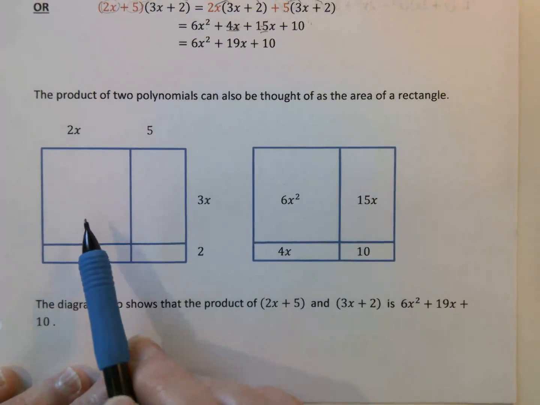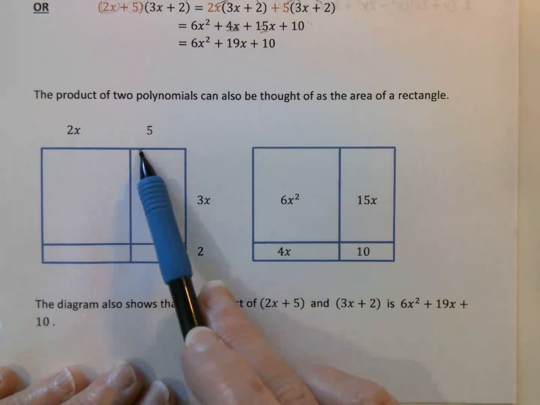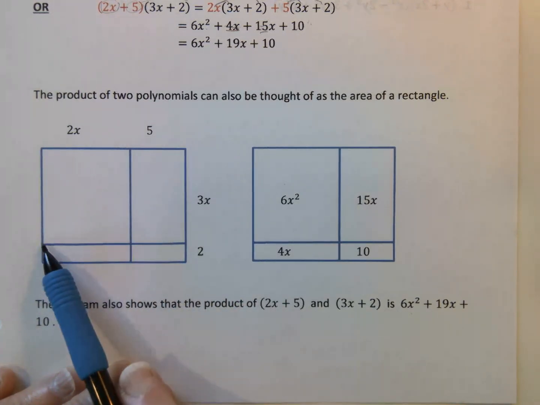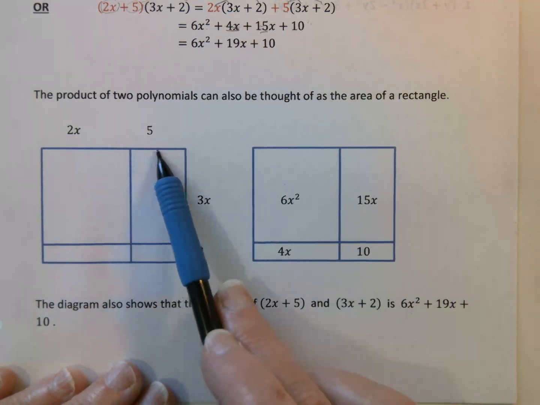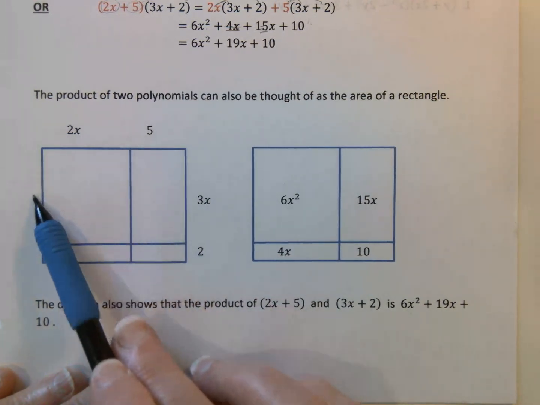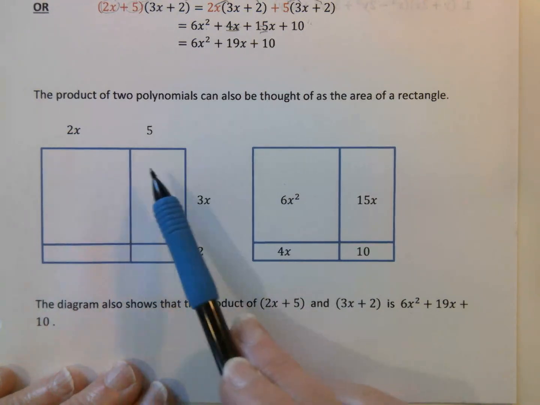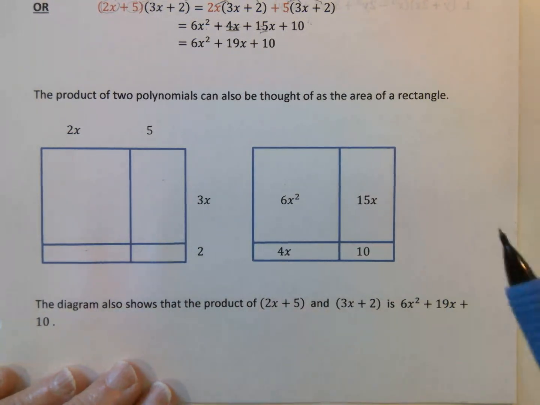So here I have these four rectangles. Okay. This one is 2x by 3x. This one is 2x by 2. This one is 5 by 3x, and this one is 5 by 2. And if I wanted to find the area of the whole outside of the whole thing, I could find the area of these four things and add them together.